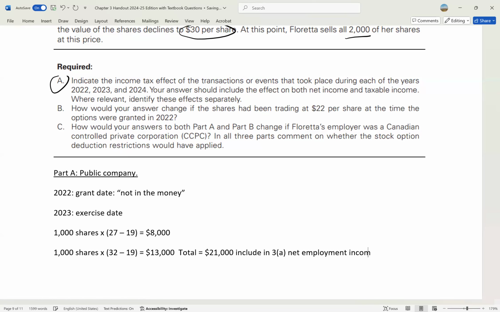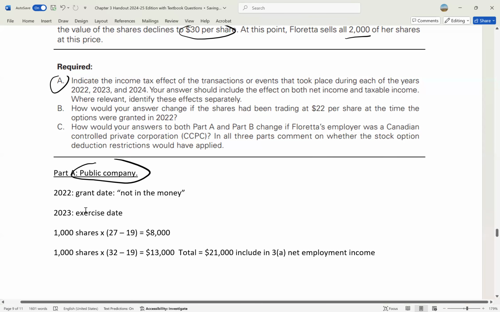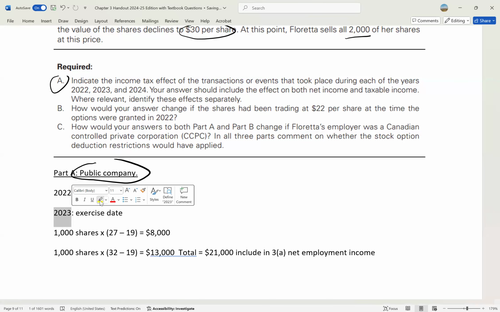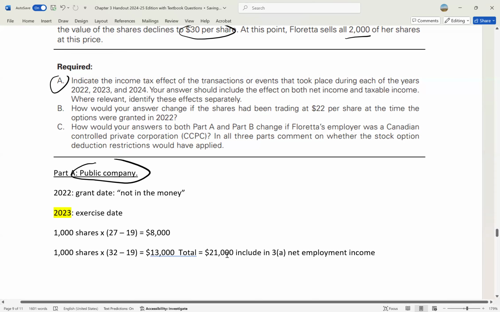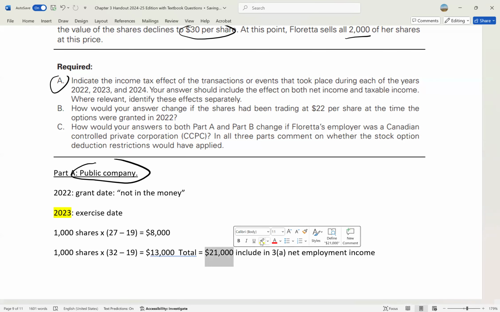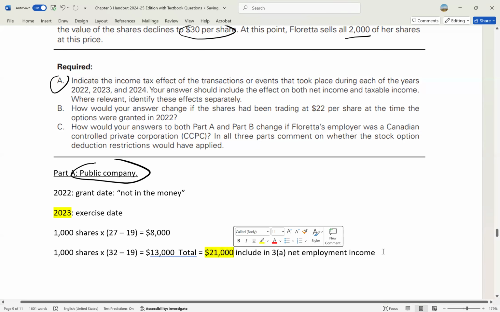in 3A when calculating her net employment income. Now remember, this is a public company, so there's no delay. Everything has to be included in the year the option was exercised, which is 2023. So she would have to include $21,000 in her net employment income for 2023.